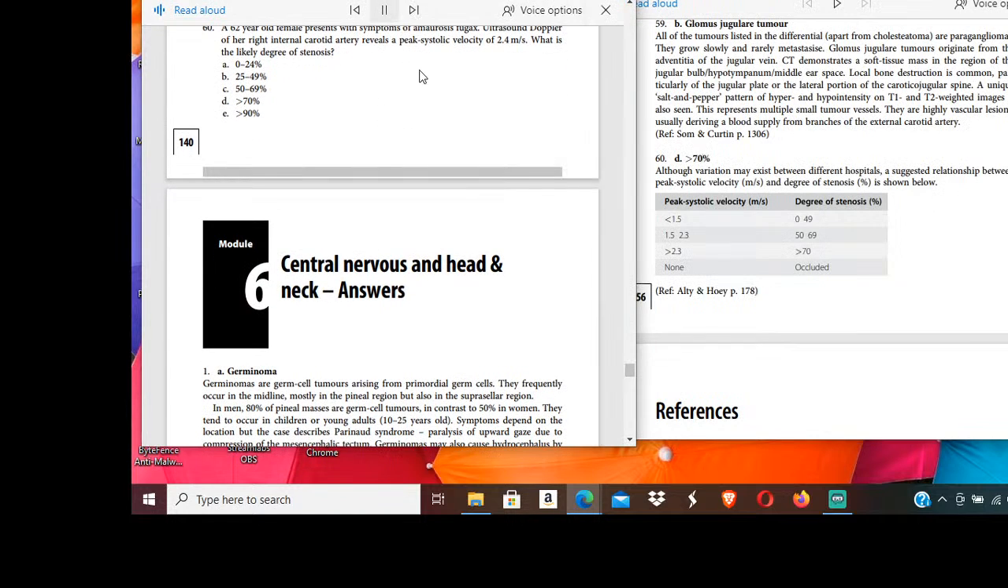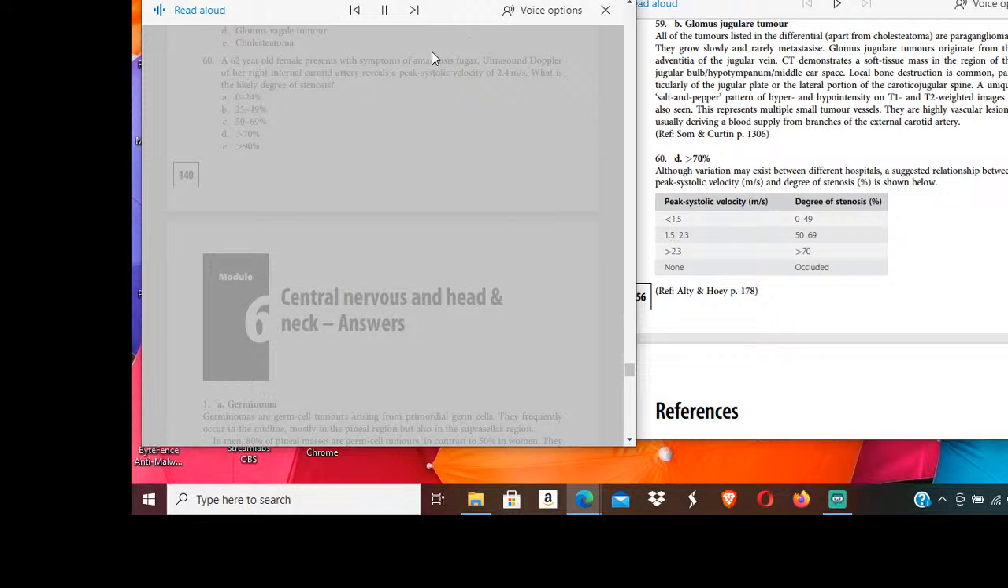60. A 62-year-old female presents with symptoms of amaurosis fugax. Ultrasound Doppler of her right internal carotid artery reveals a peak systolic velocity of 2.4 m/s. What is the likely degree of stenosis? A. 0.24%. B. 25.49%. C. 50.69%. D. 70%. E. 90%.